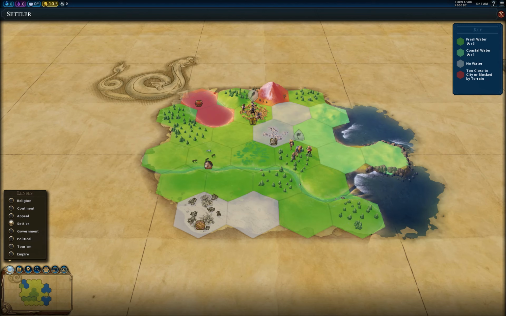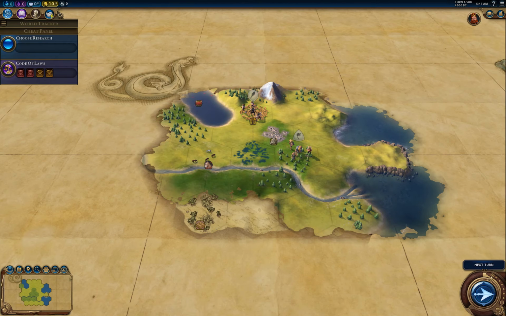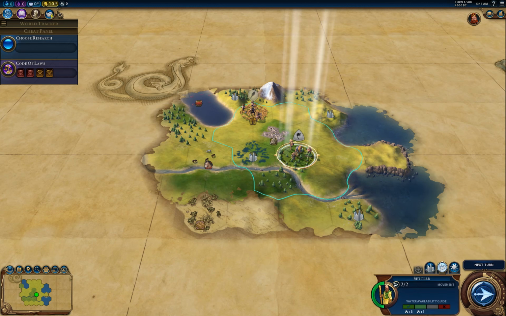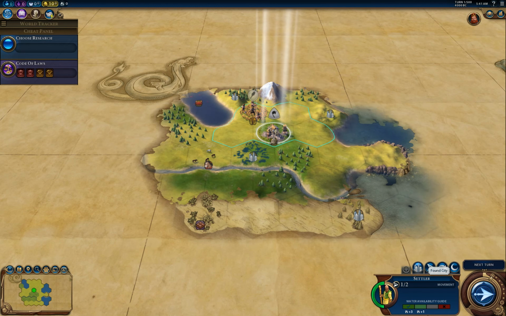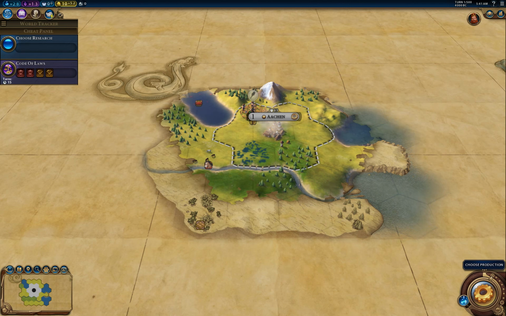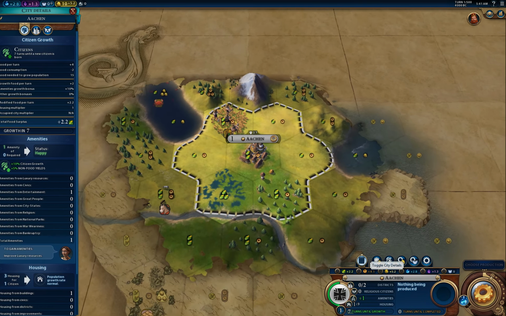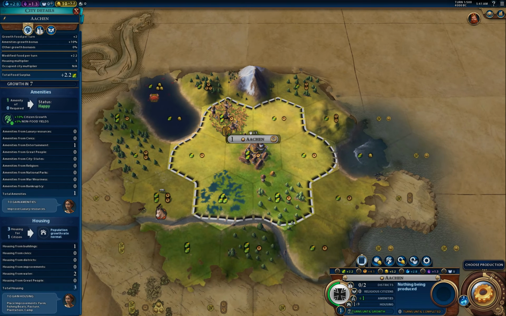So let's go ahead and show you that. In fact, no, I'm going to do something different. I'm going to show you no water. What happens if you put your guy down on no water? So let's move him over here. Let's hit the settler thing. Now, let's go to the city details. Let's go to housing. We've only got 3 housing. You automatically get 3 housing, but look at that. If we had just started our guy right here on the water, we would have had 6 housing.